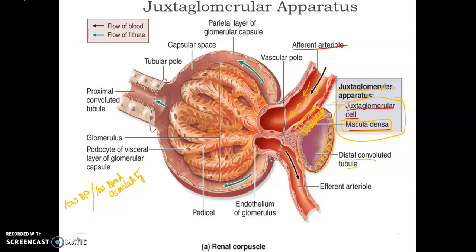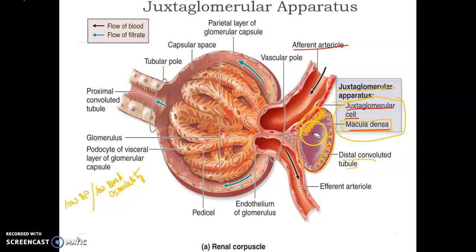Oops, sorry, I made a mistake. Just let's rewind back. Okay, sorry, just got distracted. Okay, so we did mention which are the juxtaglomerular cells, which are macula densa cells. We are good with that information.